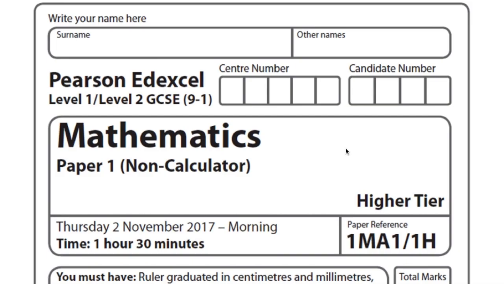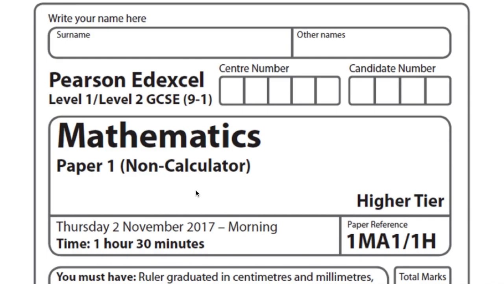Welcome to another video. In this video I'm going to be going over the first paper of the Maths GCSE resits. So these are for the people that failed their maths exams. They can come back in November and do a resit of that exam. This is the first paper, the non-calculator paper, sat on the 2nd of November 2017. This is the official Edexcel exam that they sat in November. And I'm going to be going through the whole thing in this video.